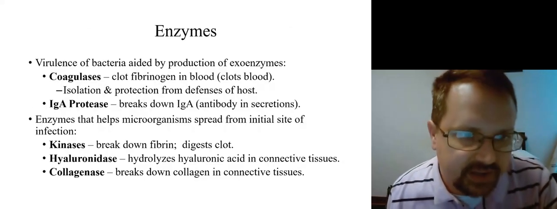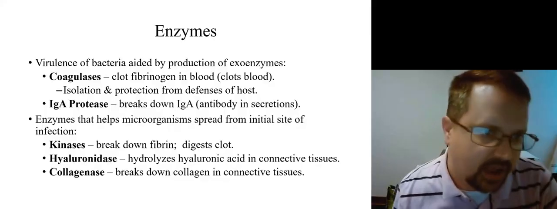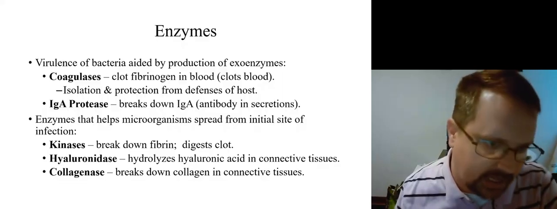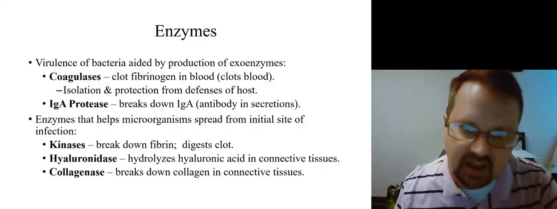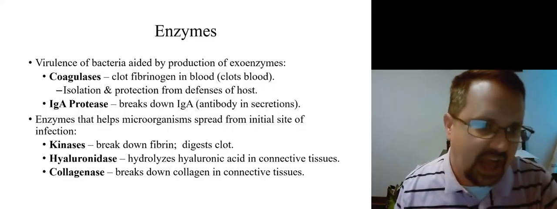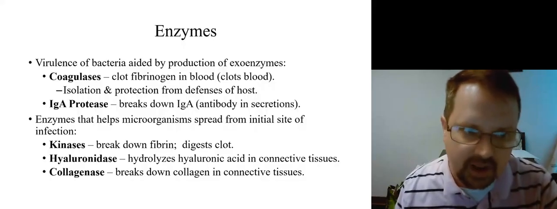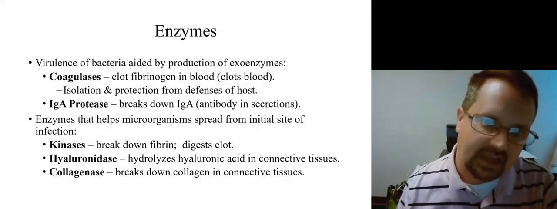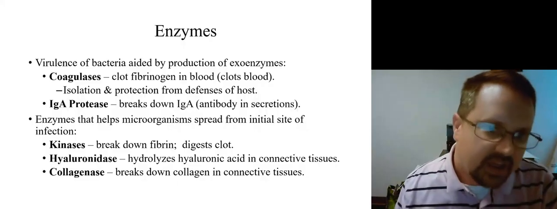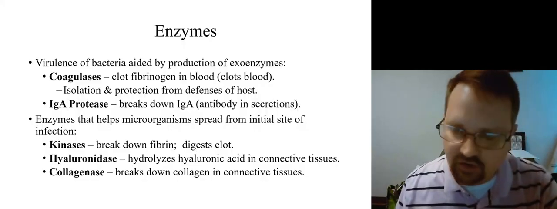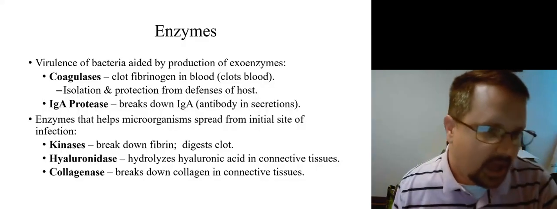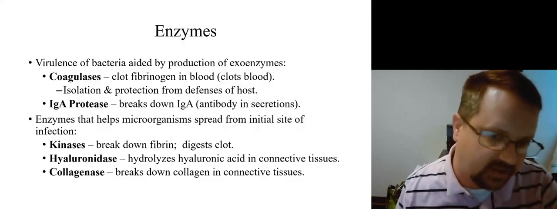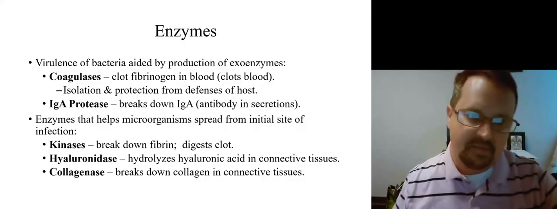There are enzymes. Virulence of bacteria can be aided by exoenzymes like coagulases that clot fibrinogen in blood. They cause clots. They help isolate and protect the bacteria from the host defenses. There's an IgA protease. IgAs attack before you enter. They're found in things like saliva and tears. So they break down the IgA antibodies in secretions like saliva and tears. Enzymes also help microorganisms spread from their site. There are kinases that break down fibrin and digest clots to help them escape.